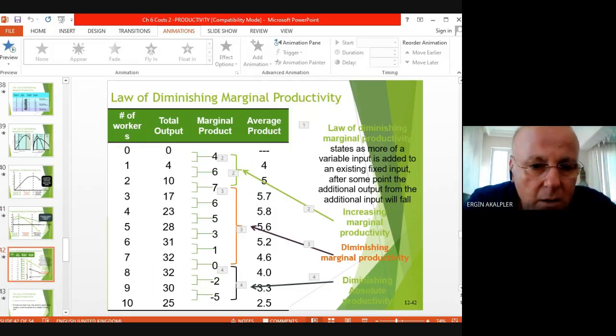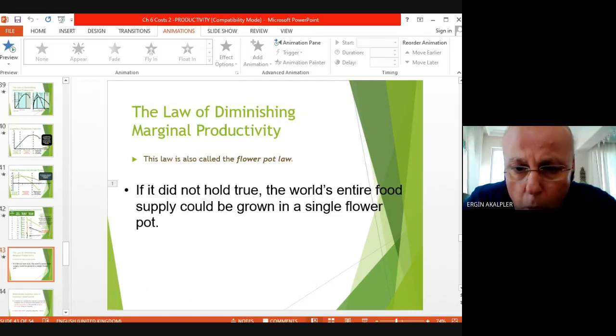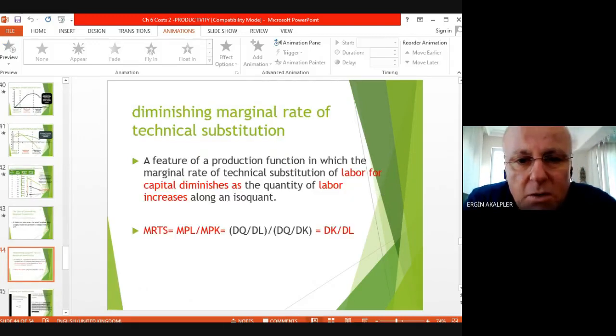The law of diminishing marginal productivity, if it didn't hold true, the world's entire food supply could be grown in a single flower pot, as I mentioned to you, which is not realized, as you understand. And diminishing marginal rate of technical substitution is a feature of the production function in which the marginal rate of technical substitution of labor for capital diminishes as the quantity of labor increases along the isoquant curve.